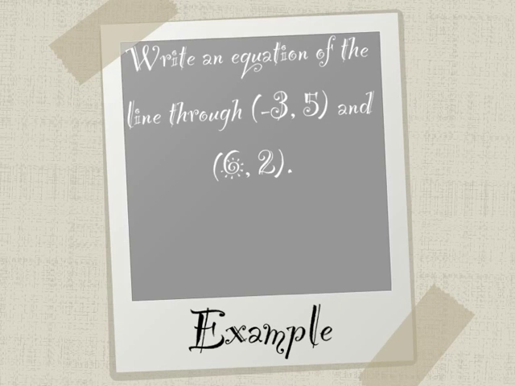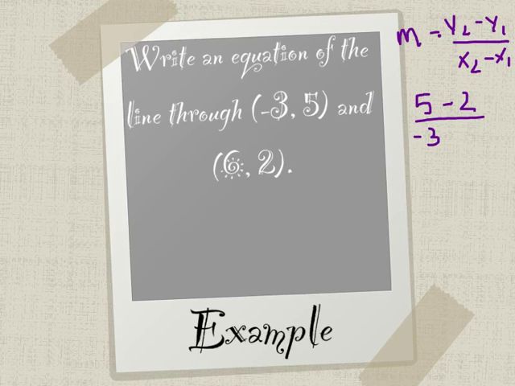So write an equation of the line through the points -3, 5, and 6, 2. There we have 2 points. We can easily calculate slope from our 2 points. If you remember yesterday's lesson, our equation for slope is y2 minus y1 over x2 minus x1. So we'll go through. It doesn't matter which one you pick to be the 1 or the 2. So we'll do 5 minus 2 over -3 minus 6.